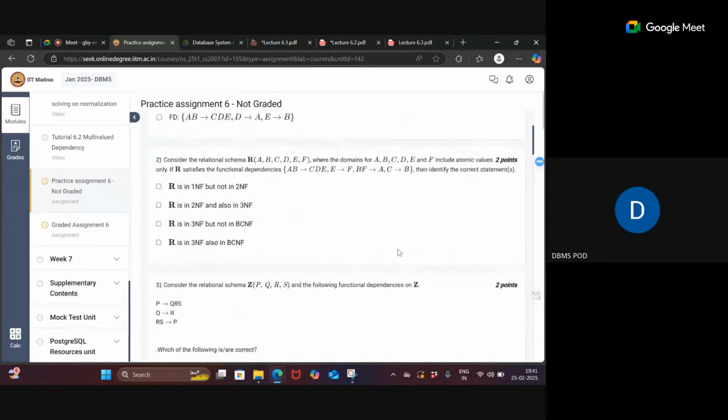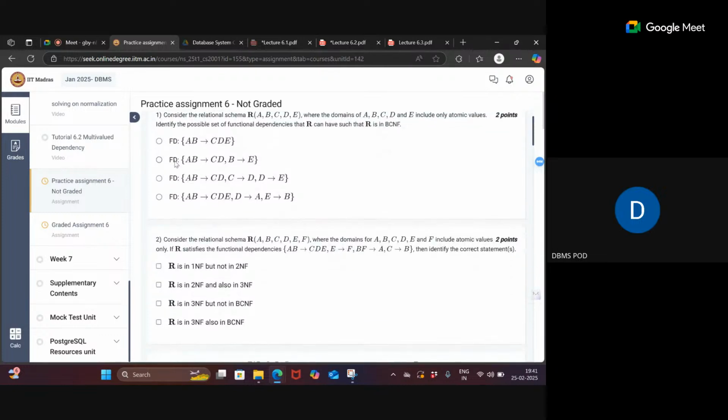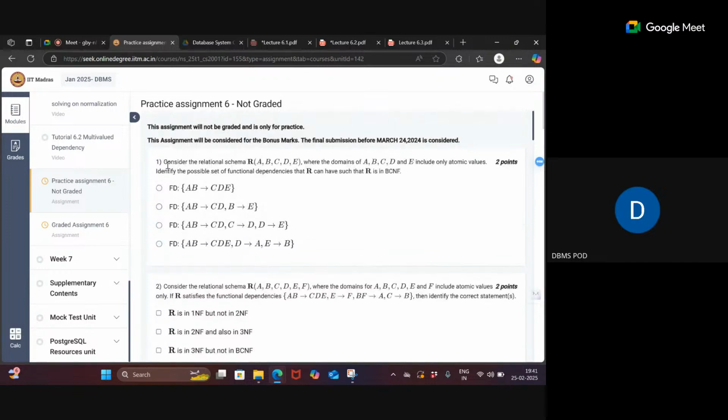Has anyone of you tried solving the examples from this practice assignment? Do you have any doubts? No, ma'am. Okay, we'll see one example. Just try to solve the first question. I will give some time, just solve the first question.